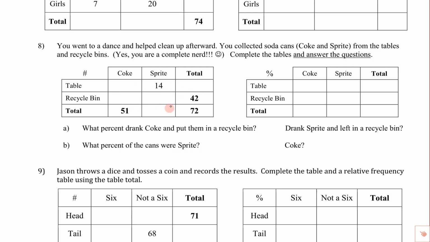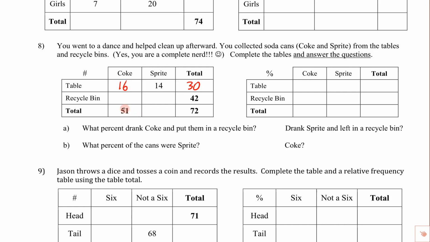So this is the information that was given. Again, it's not written up here, but it is given in the frequency table. So we can fill this out. Notice if we've got a total of 72 cans, 42 of them were in the recycle bin. That means 30 of them must have been left on a table. Gosh, that kind of tells us something right there. Now we know if there were a total of 30 that were left on a table and 14 of them were Sprite, 16 of them must have been Coke cans.